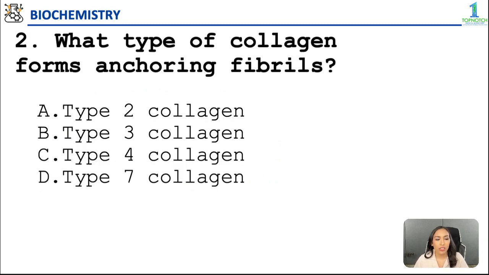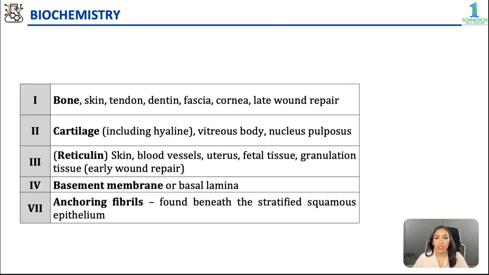What type of collagen forms anchoring fibrils? Anchoring fibrils. And the correct answer is D, type 7 collagen. So this is a must-know. Always remember this table discussing the types of collagen. Type 1 is bone, skin, tendon, dentin, fascia, cornea, and late wound repair. 2 is cartilage, vitreous body, nucleus pulposus. 3 is reticulin. 4 is basement membrane or basal lamina. And 7 are anchoring fibrils.